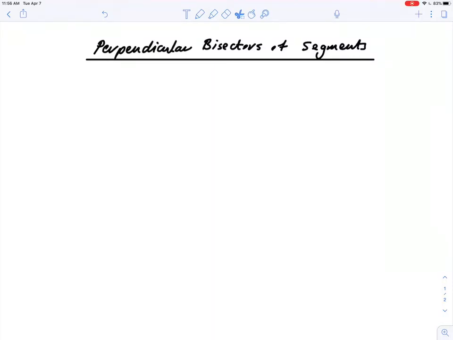Okay, so we want to now look at the concept of a perpendicular bisector of a line segment. So let's start off with a definition. Let's take a line segment. Let's label one endpoint A, one endpoint B, and let's take the midpoint. Let's label that M, shall we?